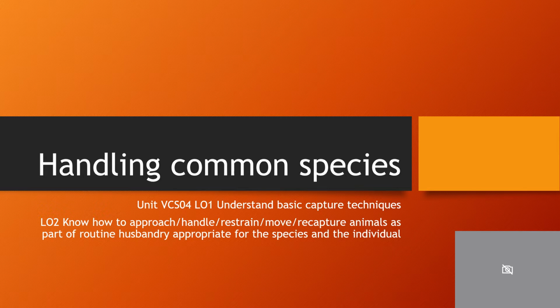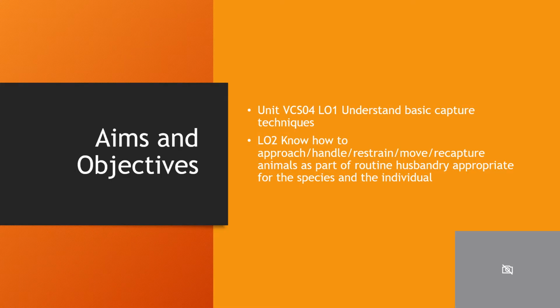Unit VCS04 Lesson 1. Learning Outcome 1: understand basic capture techniques. And Learning Outcome 2: know how to approach, handle, restrain, move and recapture animals as part of routine husbandry. Within this session we will cover Learning Outcome 1 and Learning Outcome 2.